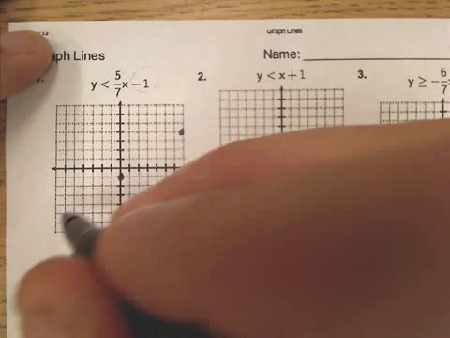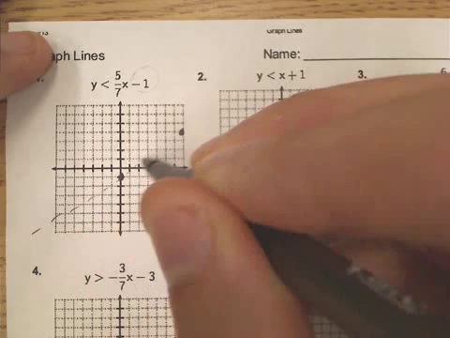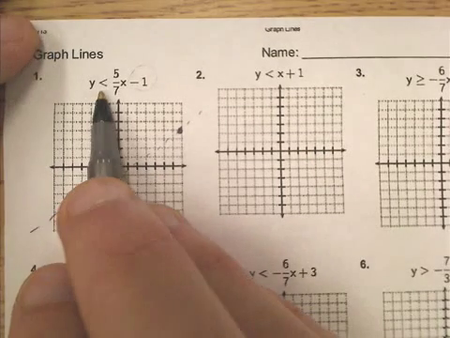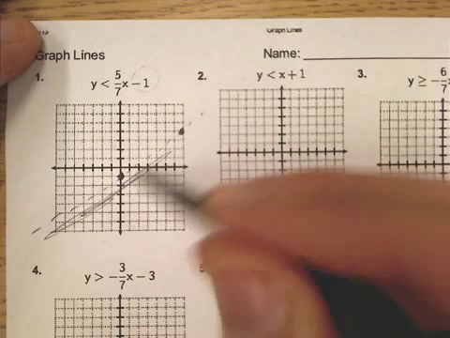We're going to draw a dashed line and shade below because it's less than that line.